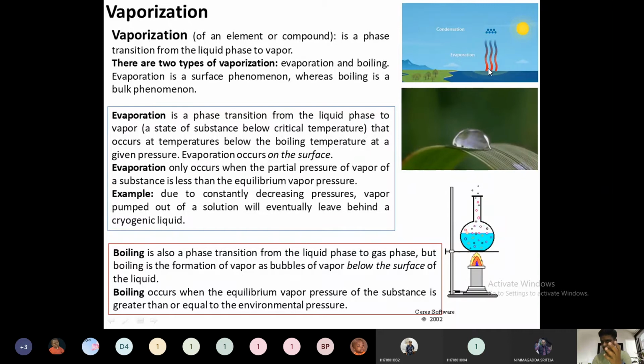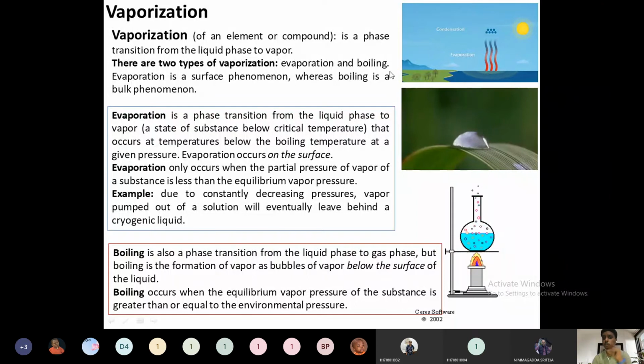Because the water is evaporating from the surface of the pond, from the surface of the liquid, it is called evaporation, due to the heat produced from the sun. Then this vapor will be condensed. This is a cycle, a natural phenomenon in our atmosphere. Overall this is called vaporization. Vaporization is the main mechanism in evaporating this water.